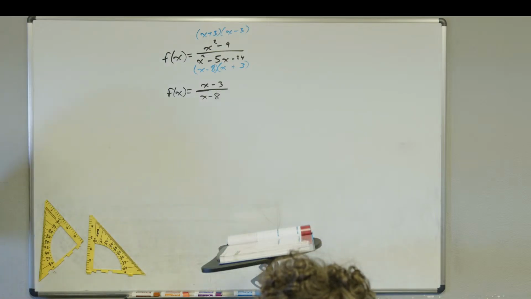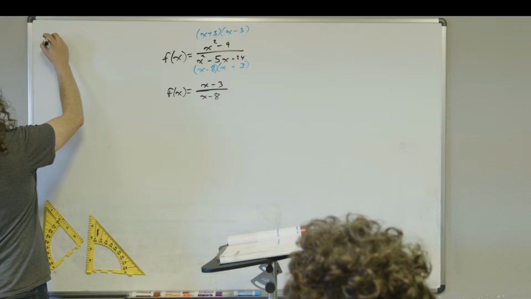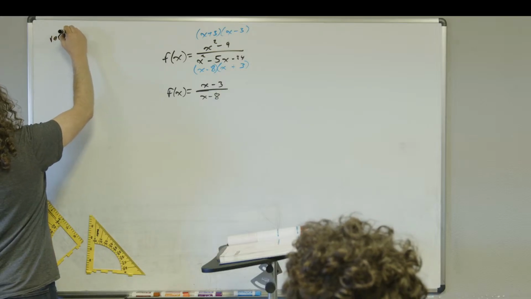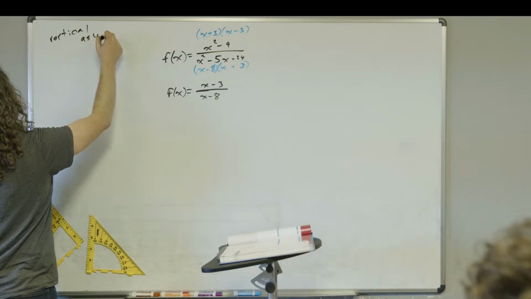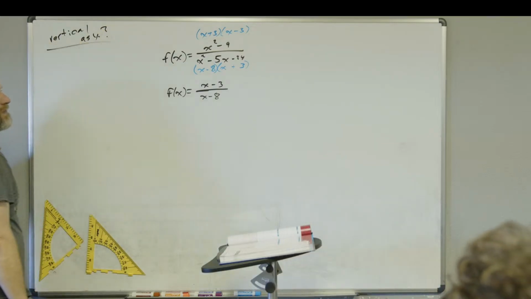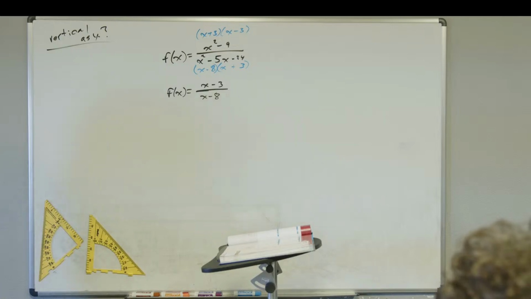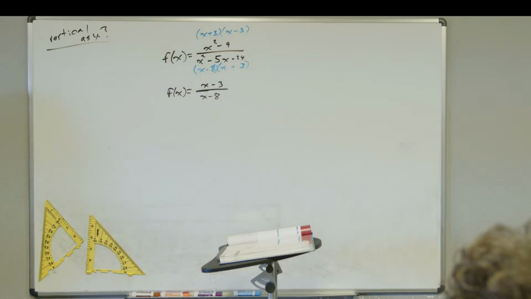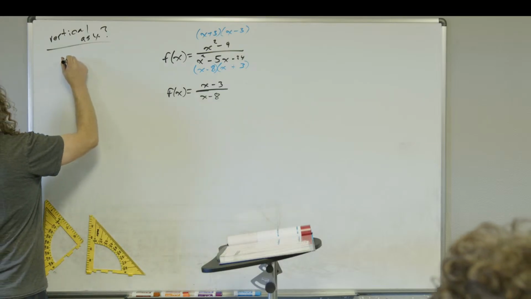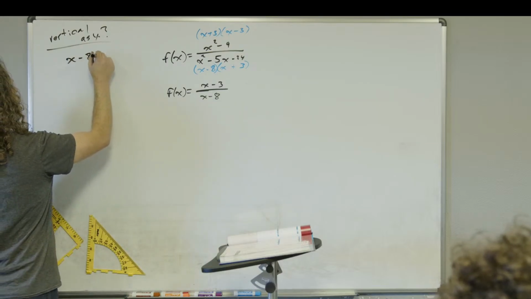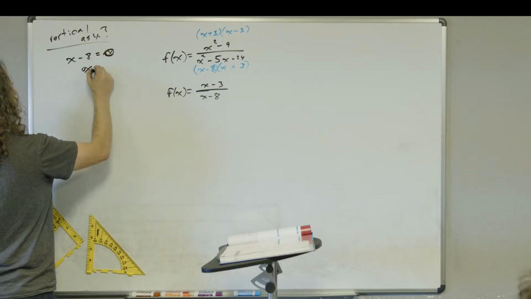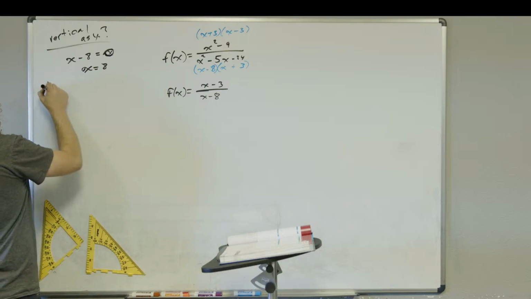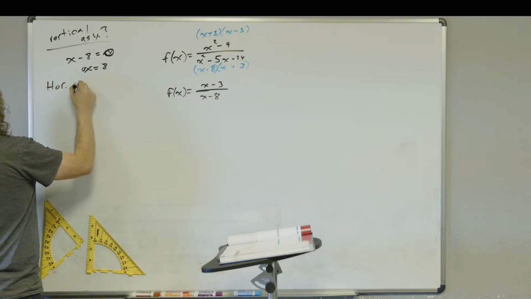Yeah, so vertical asymptote. Does it have a vertical asymptote? Yes. Yeah, where is it? Or how do we find it? It is at 8. We set the denominator equal to 0, so x minus 8 equals 0, so it has a vertical asymptote at x equals 8. Great. Does it have any horizontal asymptotes?